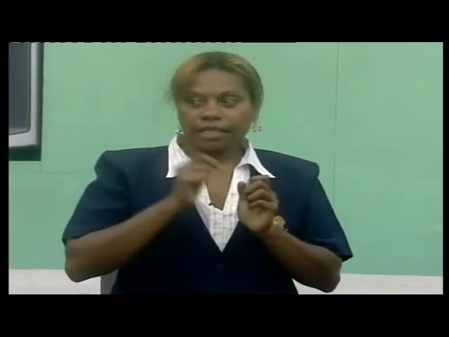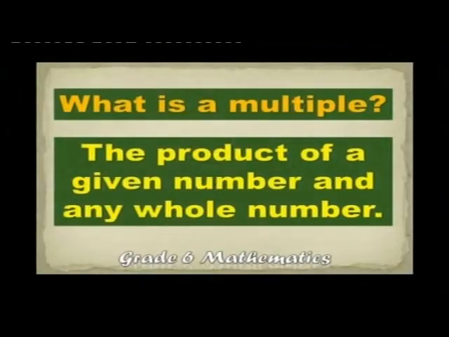That's the answer. For example, 4 times 2 is 8. What is the product? When you multiply 4 and 2, what do you get? 8. 8 is the answer when you multiply 4 and 2. So 8 is the product. Okay, class? Receiving students? 8 is the product or the answer. 6 times 3 is 18. What's the product? 18. Yes, 18 is the product. Okay? All right.